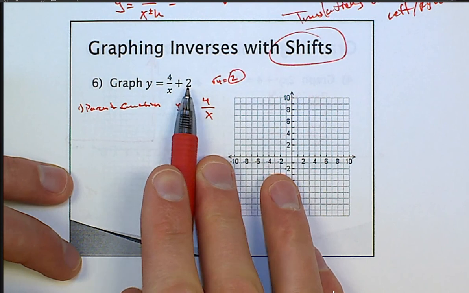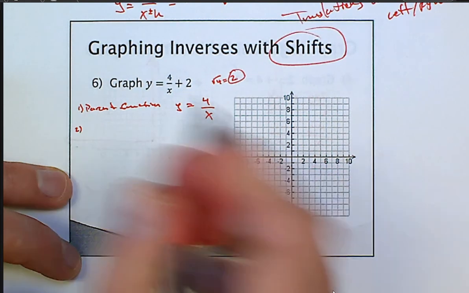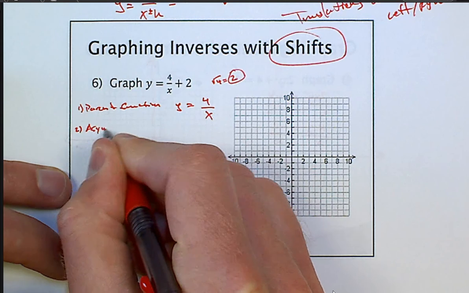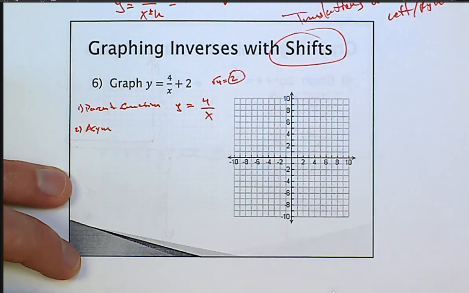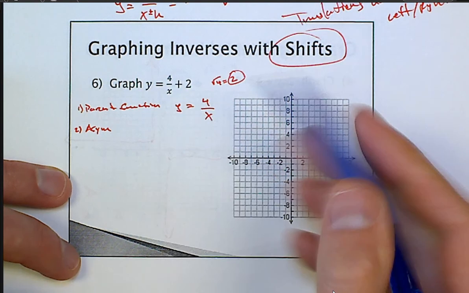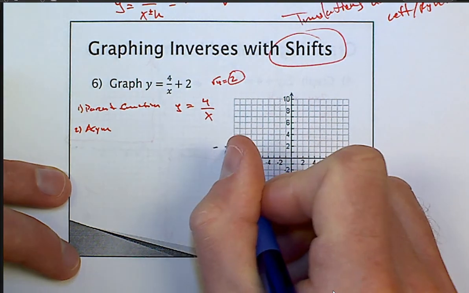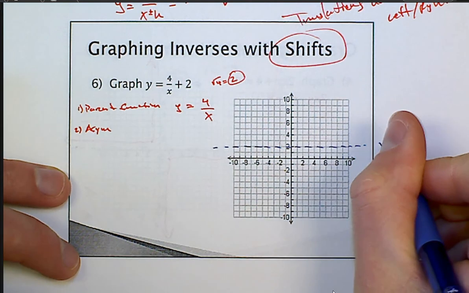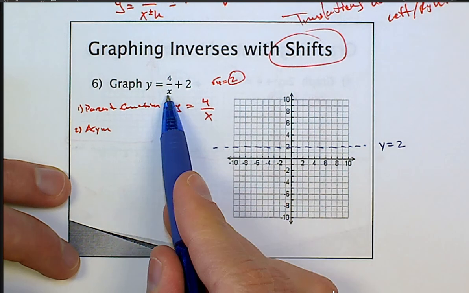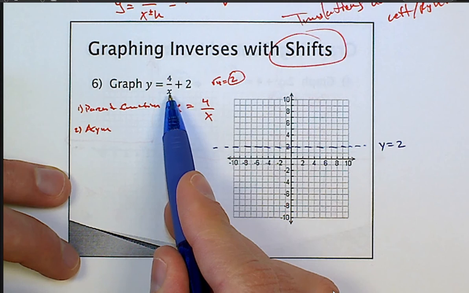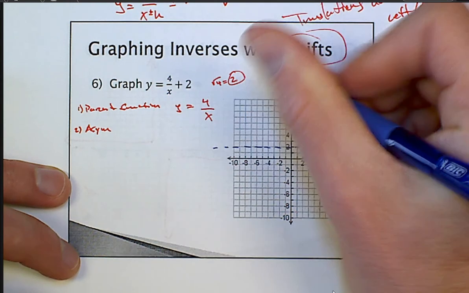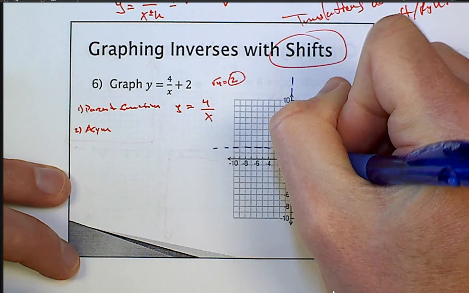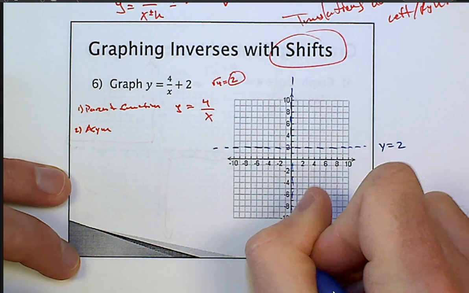That affects your asymptotes. The second thing I do is write down my asymptotes and the changes to them. The only change that's taking place is vertically, up 2. So my new horizontal asymptote is right here at y equals 2. I don't have any shifts with my vertical asymptote. I didn't shift right or left here, so my vertical asymptote stays the same at x equals 0.